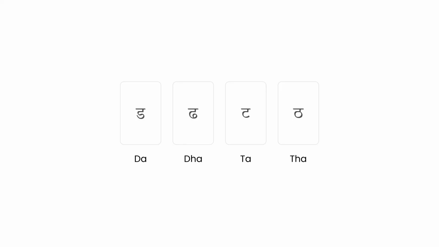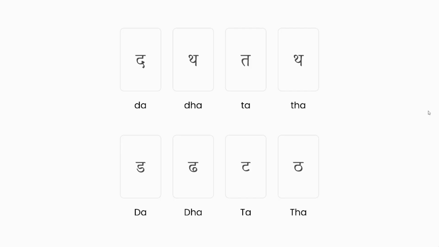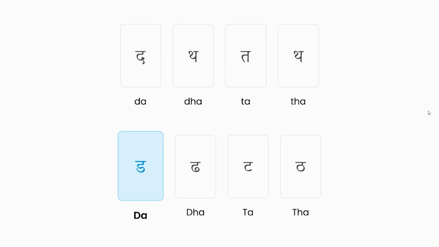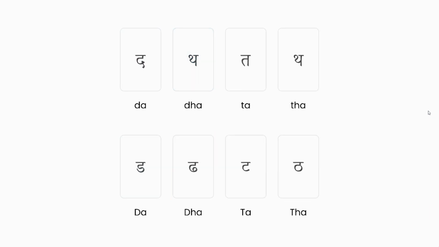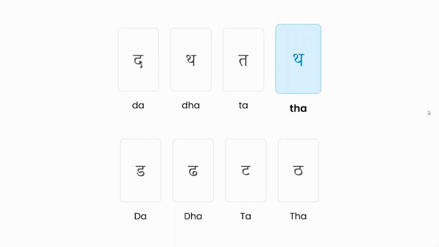As you move on to the second unit, you will end up in a situation where you will be facing these 4 letters. D, da, t, ta. Wait a second, we already learned these 4 letters in unit 1, right? Didn't we? Yes, but these are actually different letters and different sounds. I'll show you what I mean. There is a very subtle difference in the sound, but if you can pay close attention, you will be able to understand.